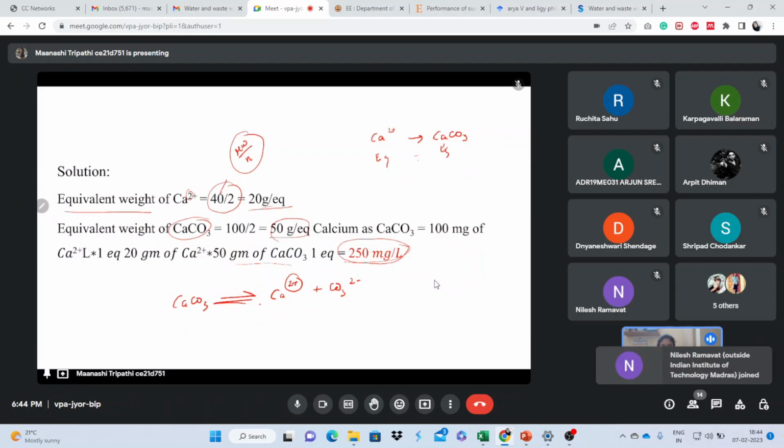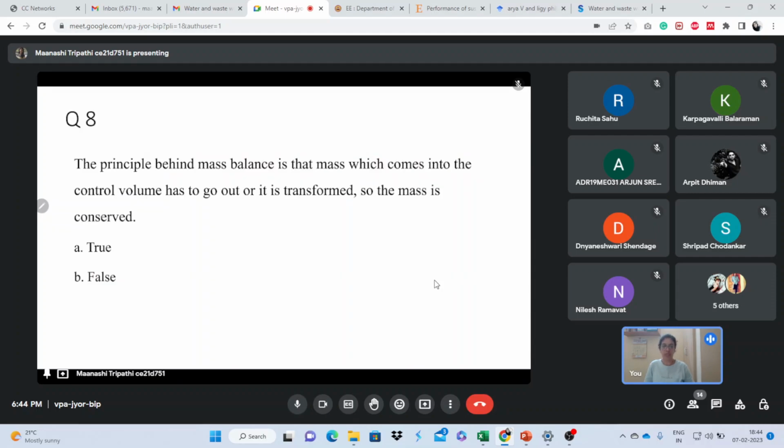So I'll write it clearly when I'll upload this solution, so you will be able to understand it nicely. So we'll move towards the next question. For the previous question, I'll write it in a better way. Then I'll upload it, and then you can see it.